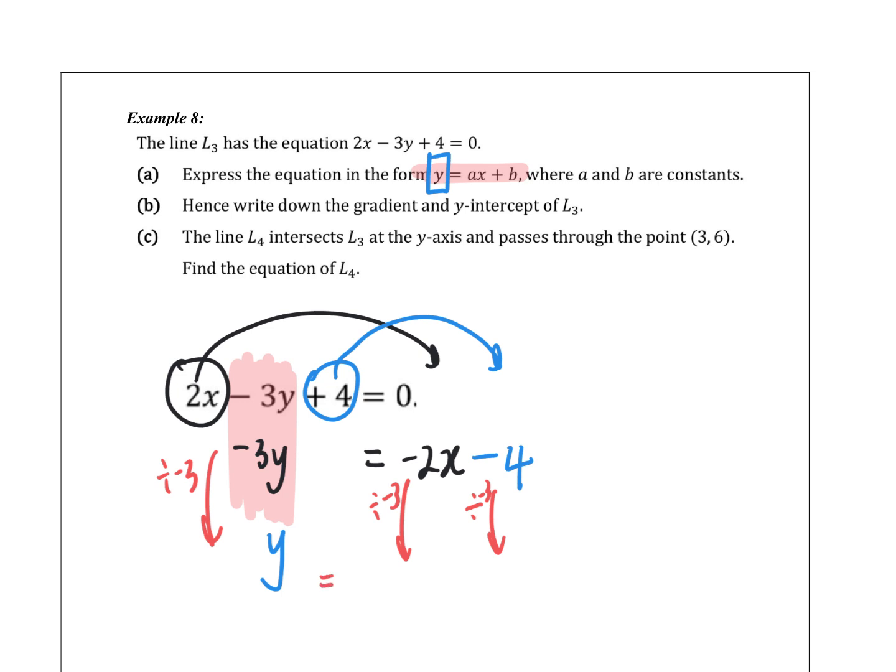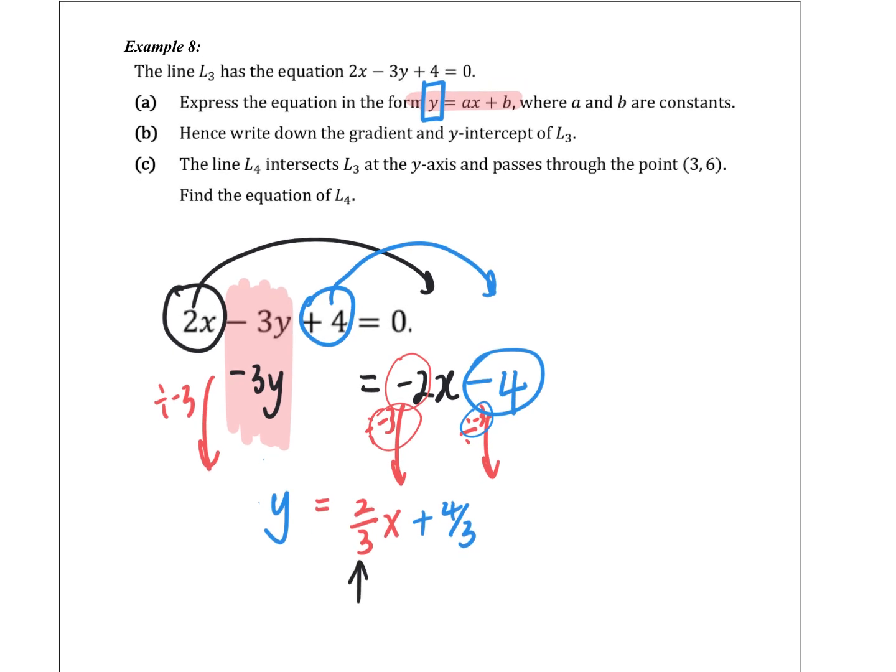So on the left, -2 divided by -3 is just 2/3. Okay, -4 divided by -3 is just 4/3. Okay, so this is your new equation in gradient-intercept form. So this is the gradient. This is the intercept form. Okay, so this is just the answer they need for part A.